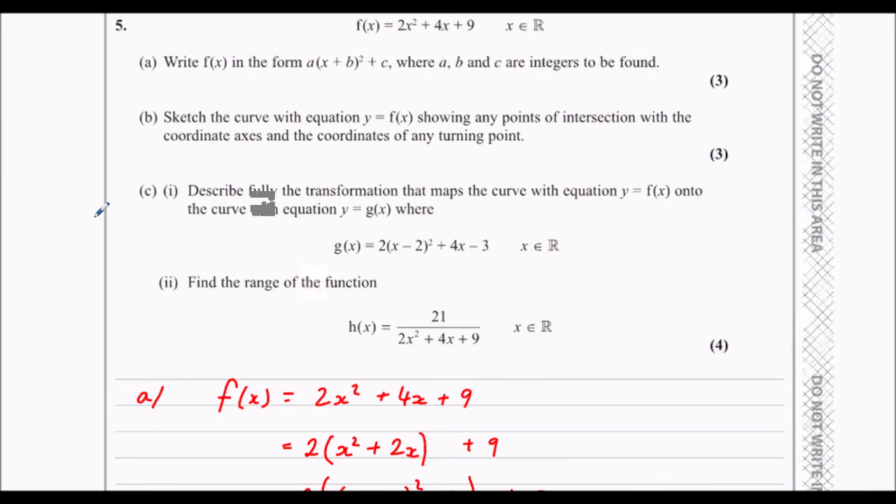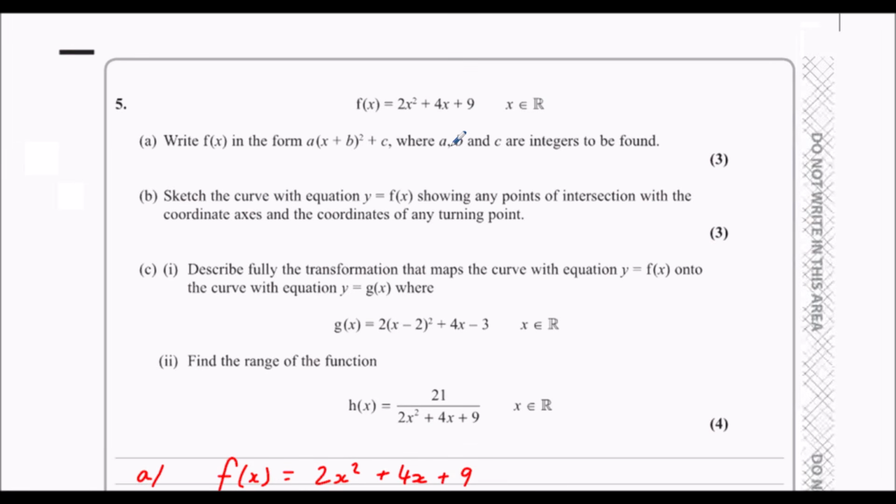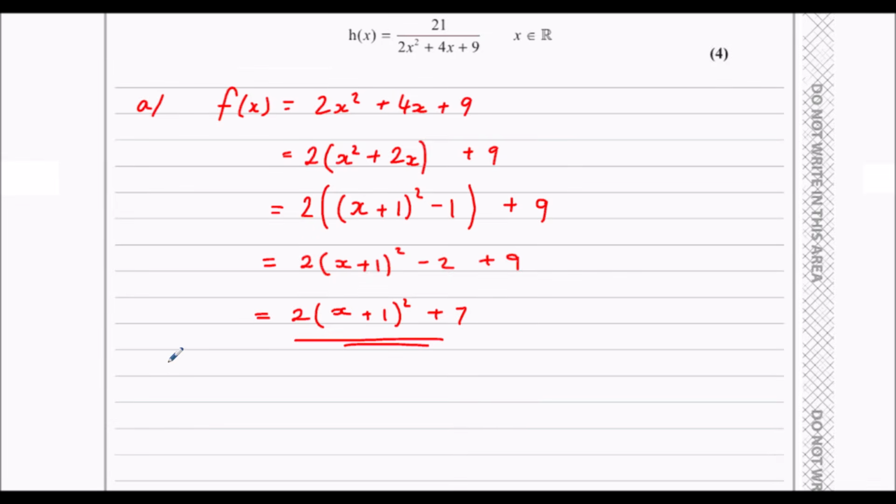Part B, sketch the curve, showing any points of intersection with the axis and the coordinates of any turning point. So we've got a positive x squared graph. So it's a U-shaped curve, and we can use this format to find the minimum point. The minimum point is where this bracket is equal to 0. So x has got to be -1.